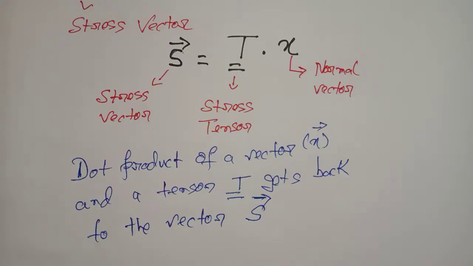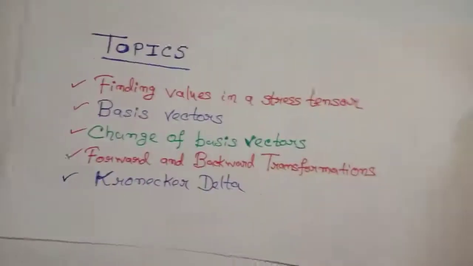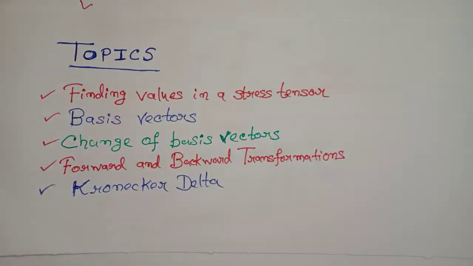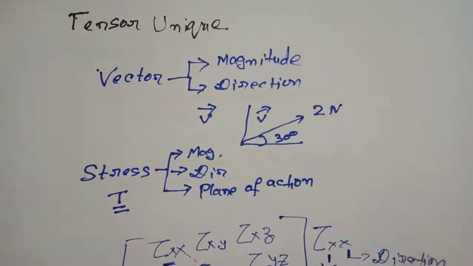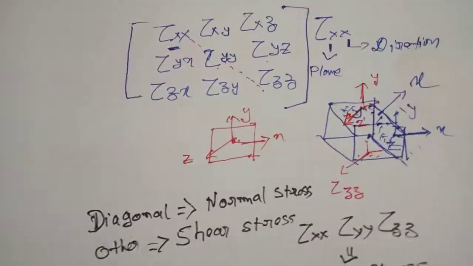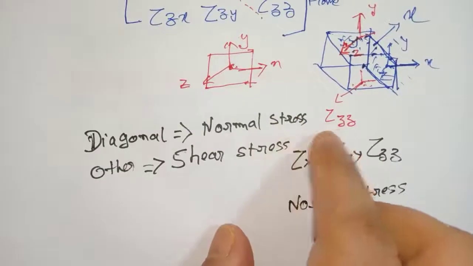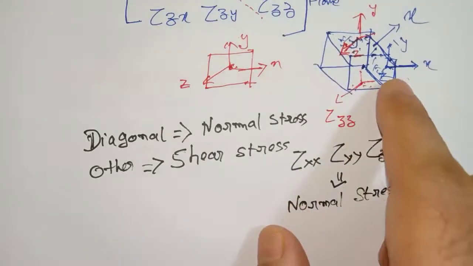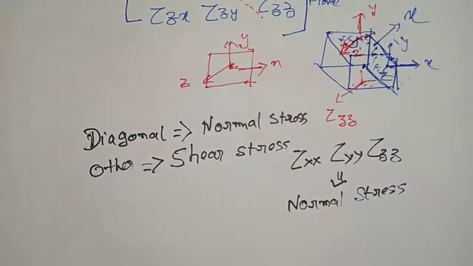So this is where I'm going to take a pause because we will make it in 2-3 parts of the video. Let me give a quick review. We are done with the first part, which is finding the values in a stress tensor. Before that, we saw how tensors can be unique, and what the subscripts mean, that is, what x and y mean, diagonal and normal stress. We have also seen why xx and yy are called normal stress, because they act in the direction perpendicular to the x, y and z axes.